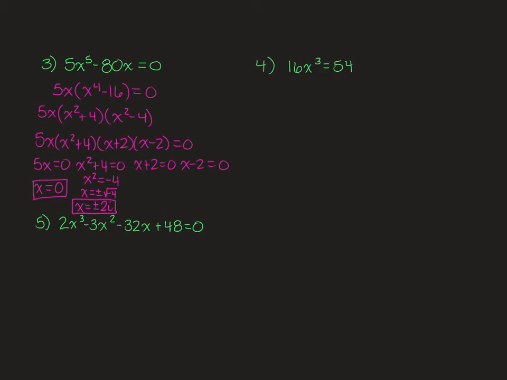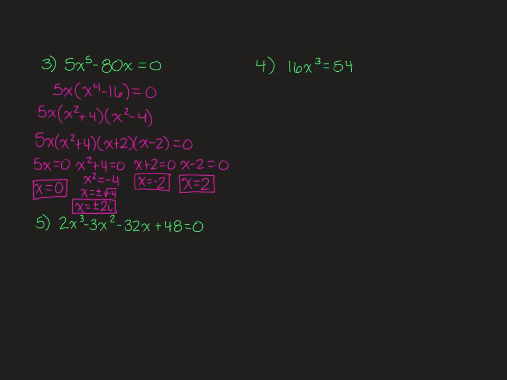Okay, x plus 2 equals 0. Subtract 2 from both sides, you will get x equals negative 2. And then on x minus 2, just add 2 to both sides and you will get x equals positive 2. So you have 5 zeros here. You have x equals 0, plus 2i, minus 2i, negative 2, and positive 2.